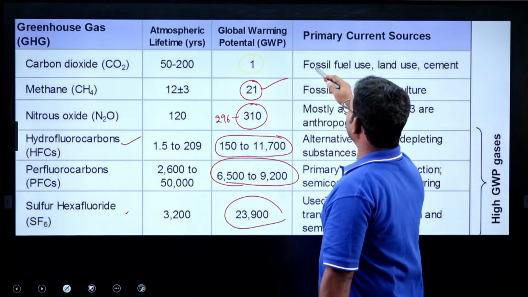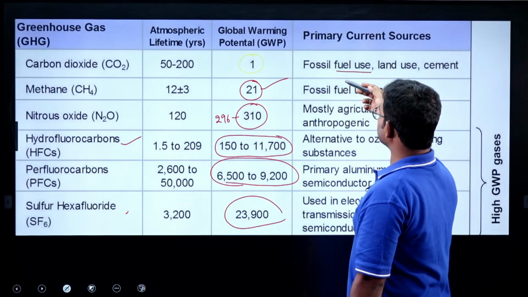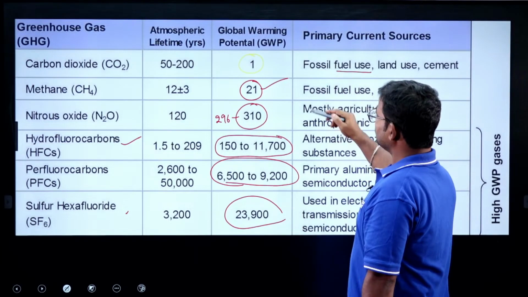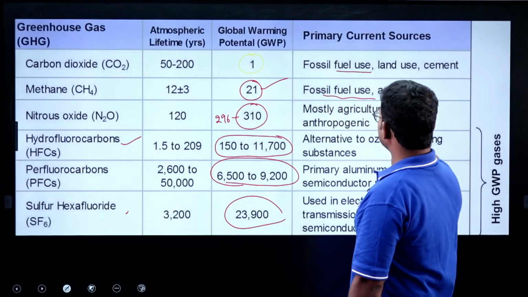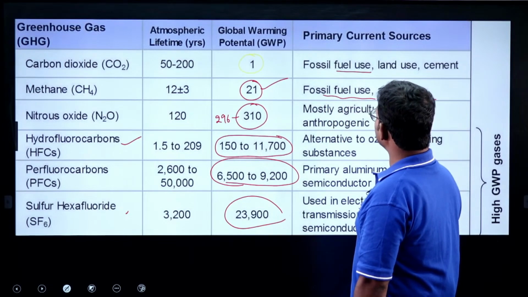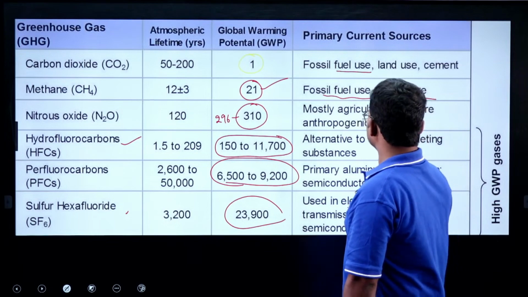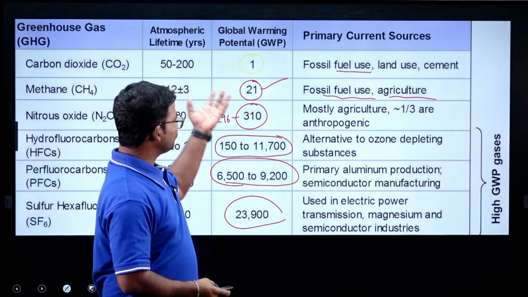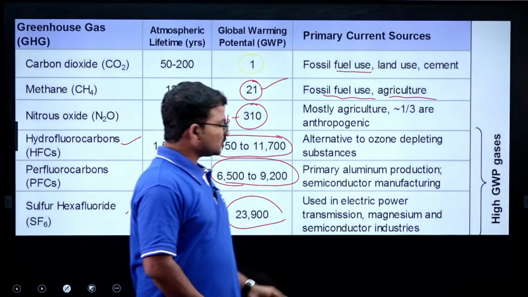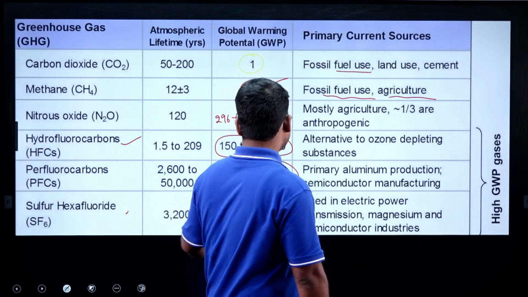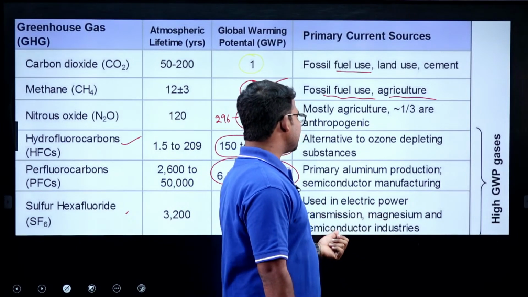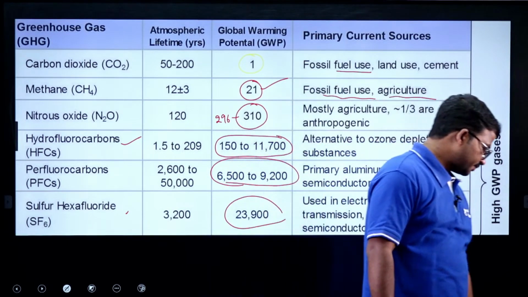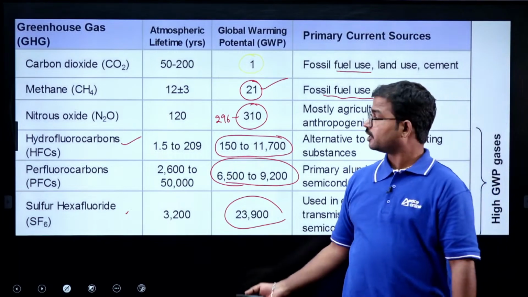So where would we get these gases? For example, if you burn fossil fuels, we get carbon dioxide. Next one, methane. From fossil fuels or the agricultural sector, we can get methane. You should also remember the sources of these chemical constituents. Sulfur hexafluoride we observe mostly in the magnesium and semiconductor industry or electric power transmission. Okay, right. So next one.